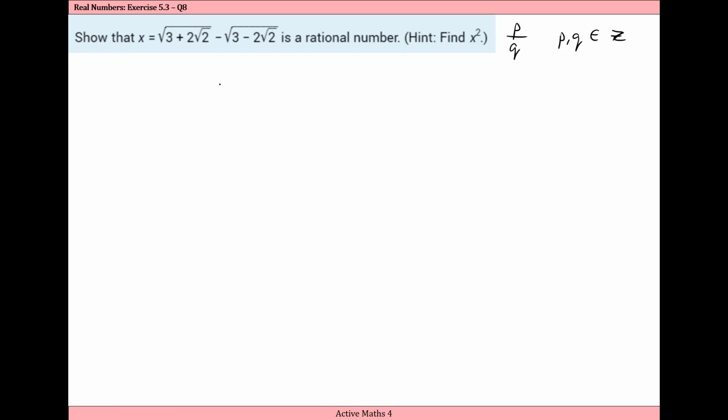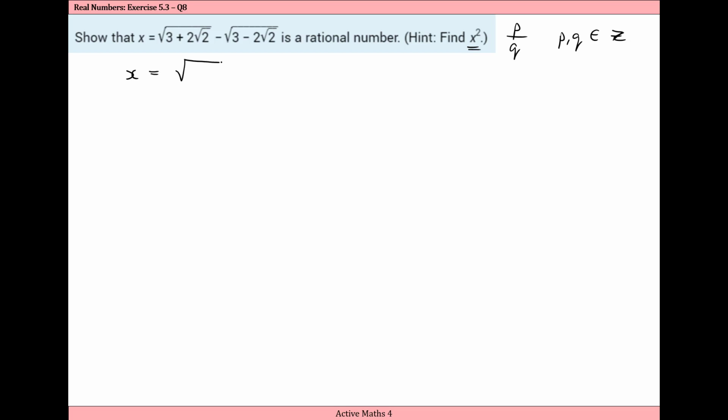So the way we're going to show that x is a rational number is we are going to square both sides. That's the hint given to us in the question. So we're going to find x squared first of all. And then when we have x squared, we can get the square root of that to find x and show that x is a rational number. So we're going to start with the equation we were given.